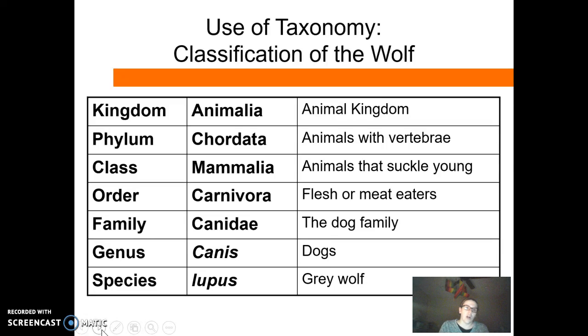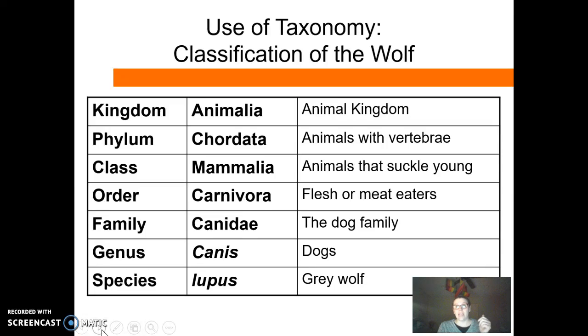Next, it's in the order Carnivora. So in the class Mammalia, we sort into orders based on teeth. The gray wolf has carnivorous teeth, so it's in Carnivora. Then finally, it's in the family Canidae, which is the dog family. And then it's in the genus Canis. So you can see there the genus is Canis, the family is Canidae, like Canis but with idae. And then finally, the species for the gray wolf is lupus.